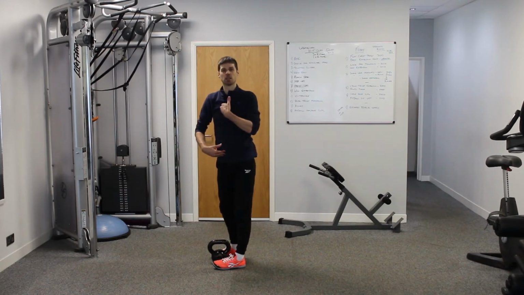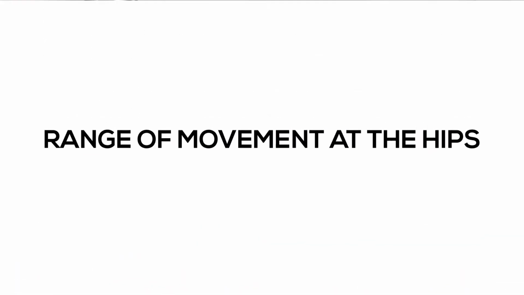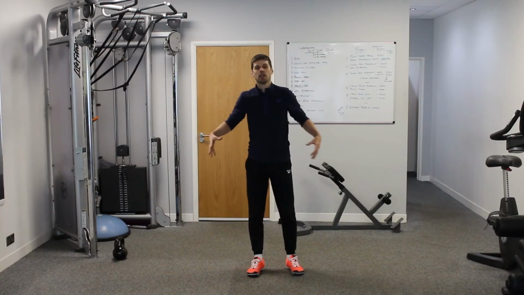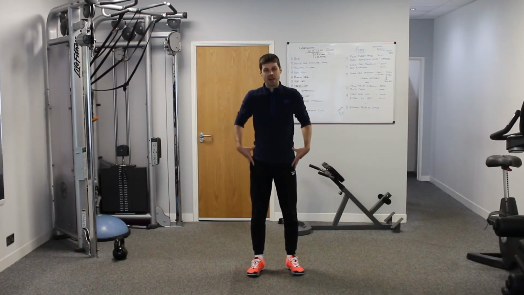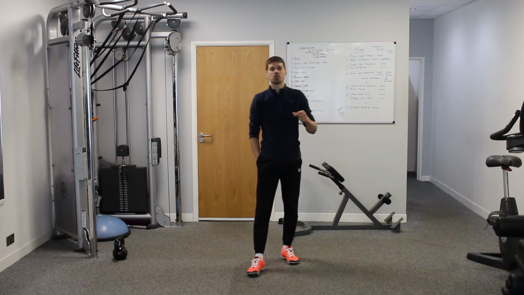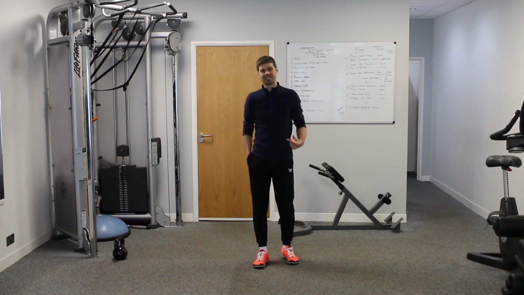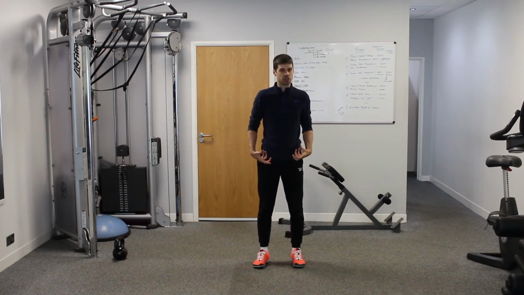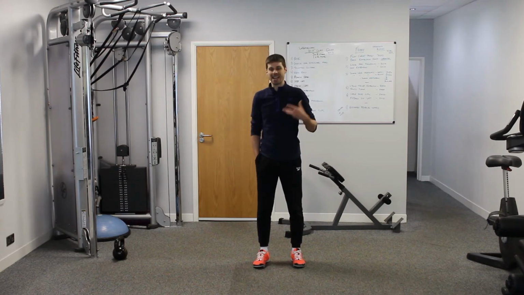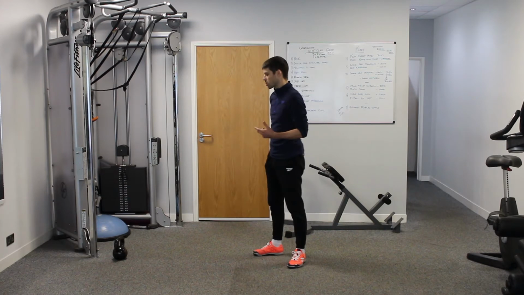affect the upper spine. The second joint that we're going to look at is range of movement at the hip. Now, we're going to be talking about hip flexion and hip external rotation. Those are the two we need to get down deeper into the squat, and I'll explain why as we go.